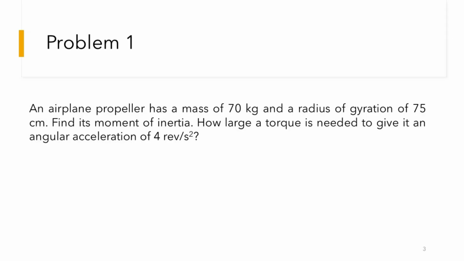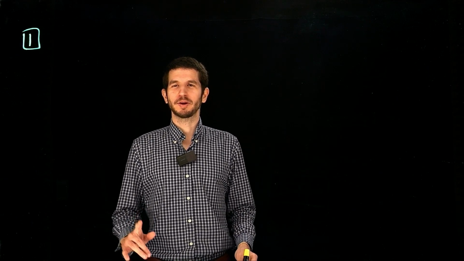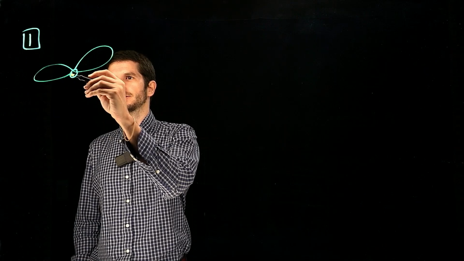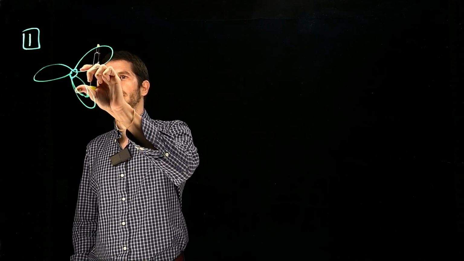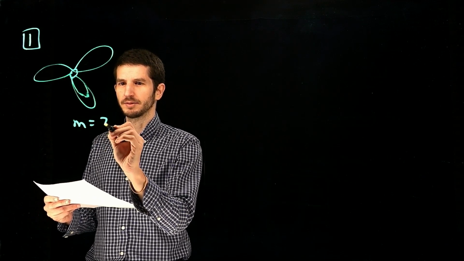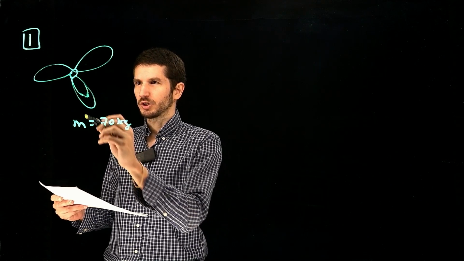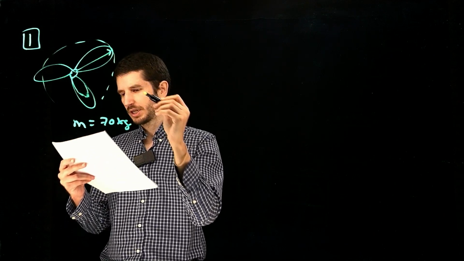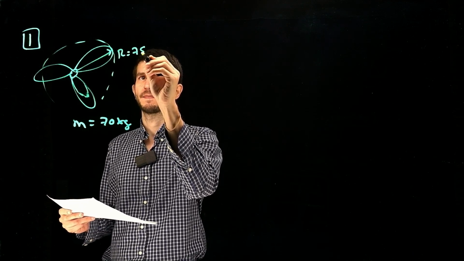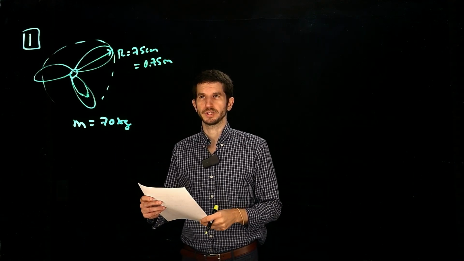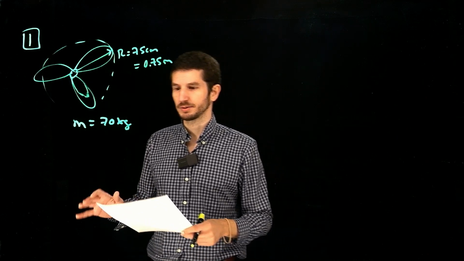Let's see some examples. So problem number 1 in discussions, we said there is a propeller of an airplane, typically let's say something like this, right? Okay, and the idea here is that this propeller has a mass of 70 kilograms and a radius of gyration of, let's say, 75 centimeters. Now, of course, we immediately know that's 0.75 meters, and it's good practice, as always, to convert every unit into the international system to avoid issues.